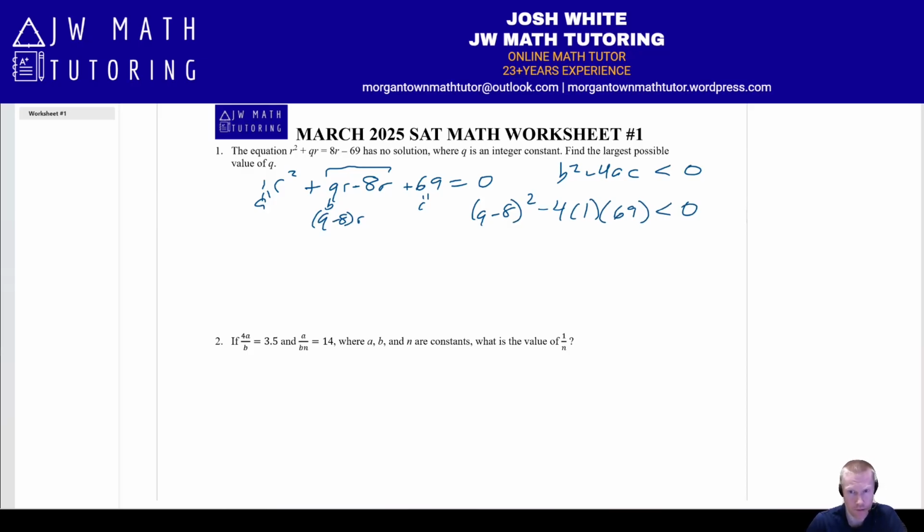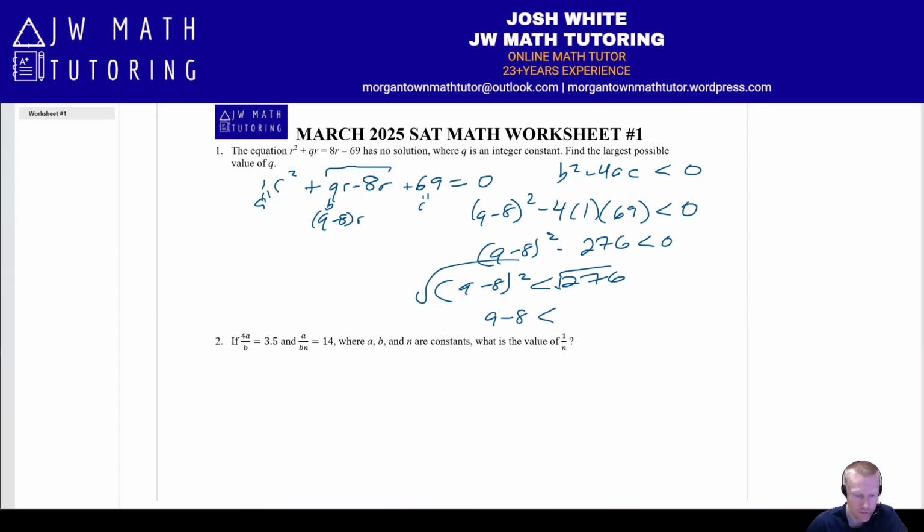If you multiply 4 times 69, you should get 276. And then you have still q minus 8 squared. And then you get q minus 8 squared is less than 276. Now, this is a quadratic inequality, so technically, really what we do is we square root both sides, and you get q minus 8 is less than. You can leave it as root 276, or you could just technically approximate it to 16.6 for now.